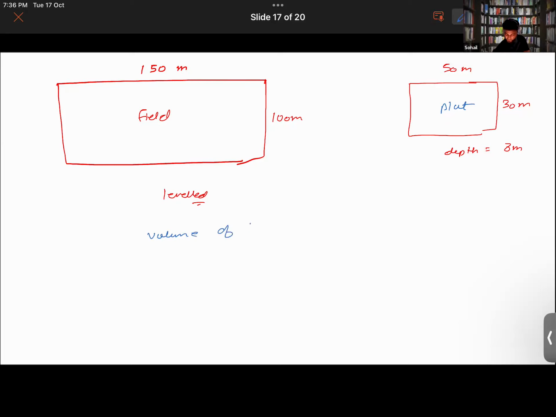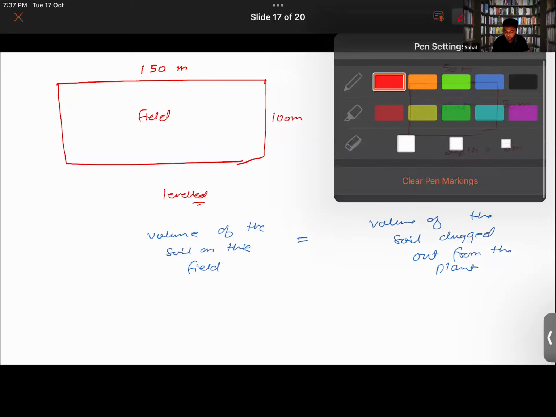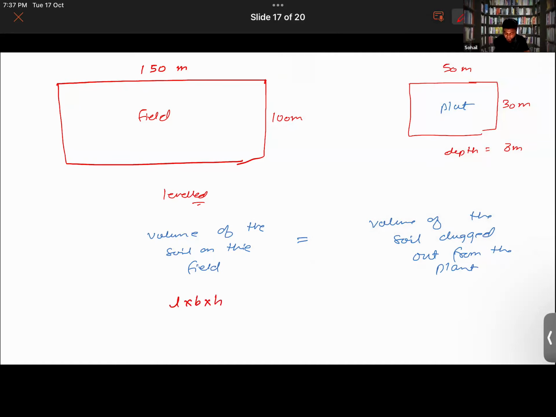The volume of the soil on the field will be equal to the volume of the soil dug out from the plot, isn't it? So the volume of this one will be length into breadth into height, because the height of the field will increase, right? So we can imagine it to be a cuboid. This figure can be imagined as a cuboid then.